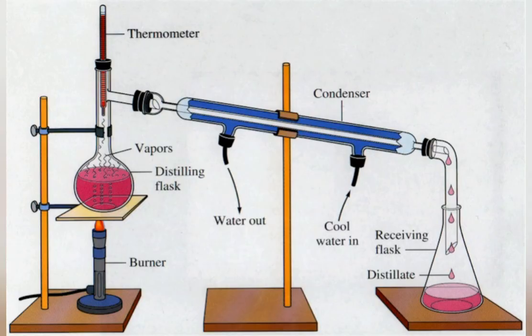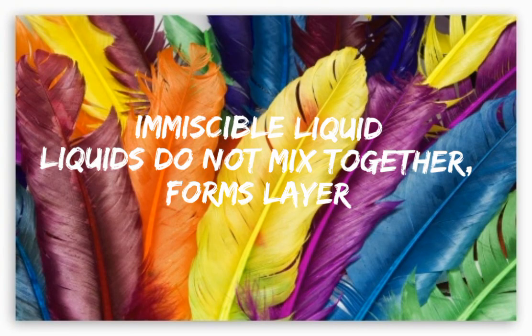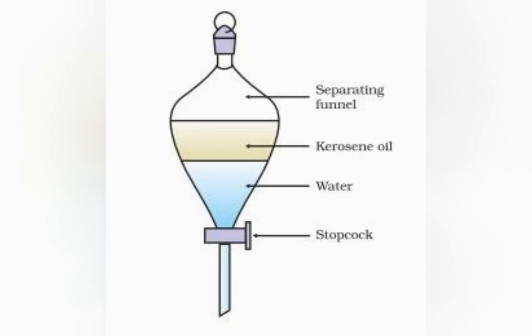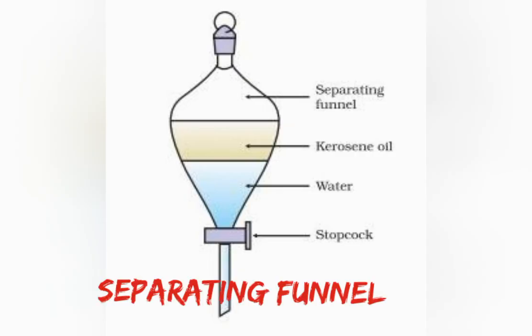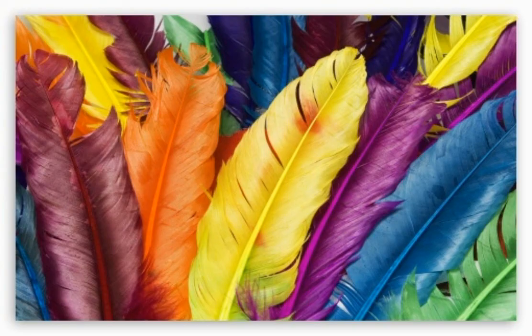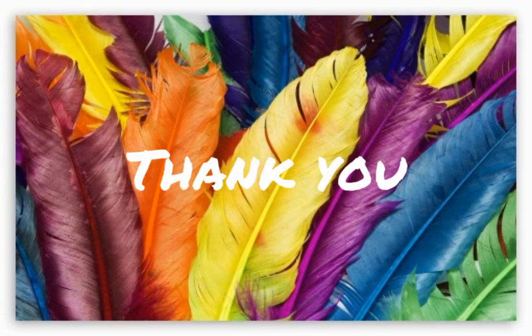If the liquids are not completely mixed, it is called immiscible liquid, so that we can see layers. So we use a separating funnel with a stopper so that we can separate things. I hope the portion is clear.